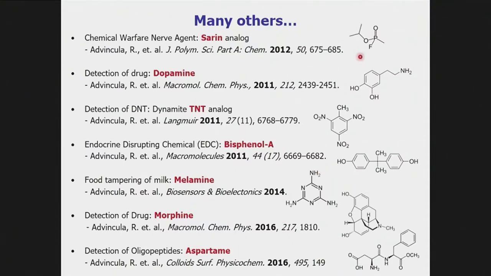Sarin, if you recognize it, is a nerve agent that kills. No, we did not use real sarin. I don't want dead graduate students. So I used a fake sarin, or an analog. No, we did not use TNT. Otherwise, we would have had explosions in our lab. So I had to use DNT. But the principle is the same. They all work very well.